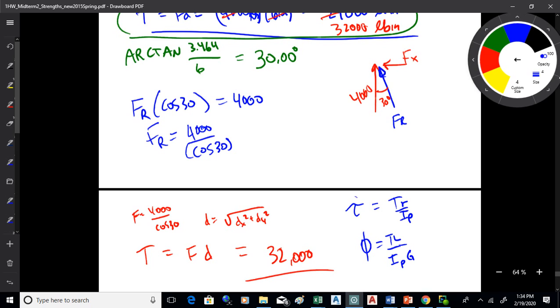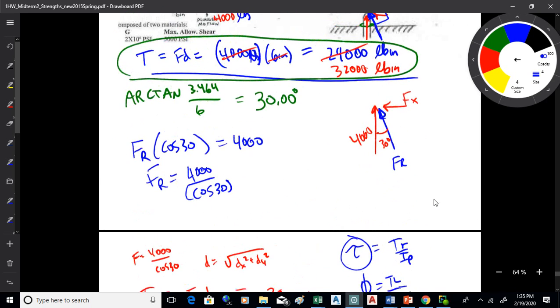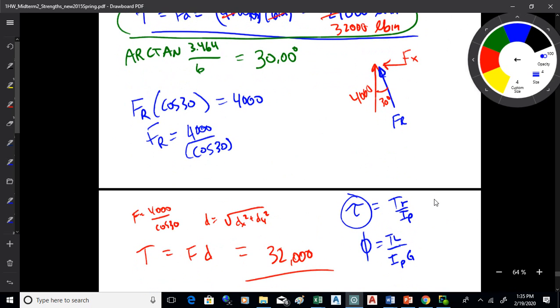Now, you've got tau max, so you should be able to back into the radius for that. We did that in class. We did some homework based on that too. Now, the phi bit is a little tricky because I didn't say phi is such and such. I didn't say that. But you have enough information there to figure out what phi is.